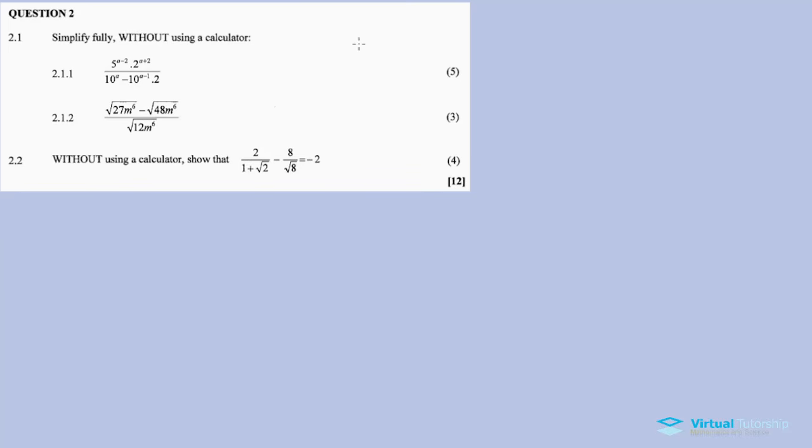So 2.1, but to simplify fully without using a calculator. 2.1.1 basipha this expression komele simplify ama exponents law. Yes, ama exponent. So when it comes to ama exponents, simplifying ama exponents, there's numerous ways to approach ama problems afana nalawo, but mina again, I like teaching them ngale ndlela le.